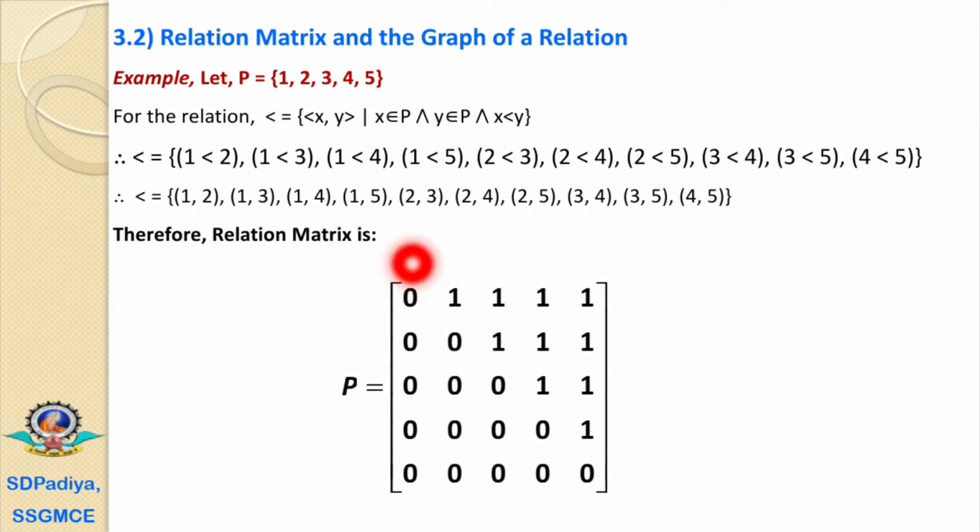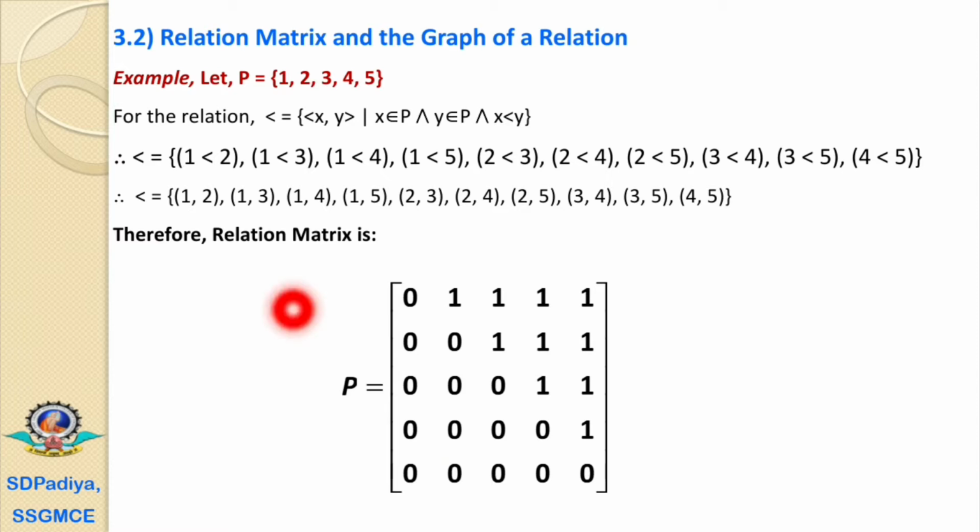These 5 columns are for the elements 1, 2, 3, 4, 5, and these rows are for 1, 2, 3, 4, 5. Then what will be the positions? The positions will be (1,1), (1,2), (1,3), (1,4), and (1,5). Then (2,1), (2,2), (2,3), (2,4), (2,5), and like that up to (5,1), (5,2), (5,3), (5,4), and the last position will be (5,5). It is a matrix representation.